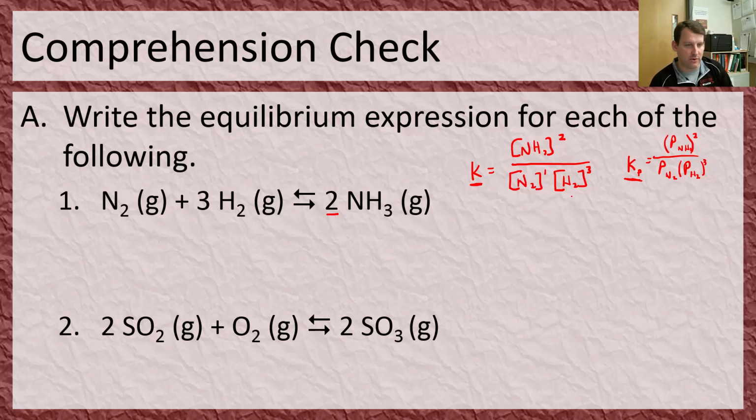And this other one, real quick, let's do this one down here now. So we have K is equal to the products, SO3 squared, divided by the concentration of the reactants raised to their coefficients. So we have the concentration of SO2 squared times the concentration of O2, and that's it. That's the equilibrium expression.